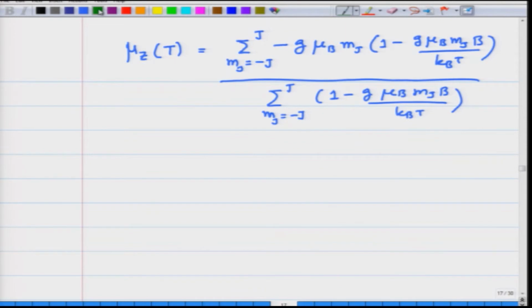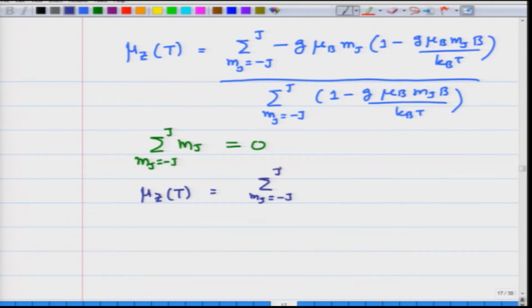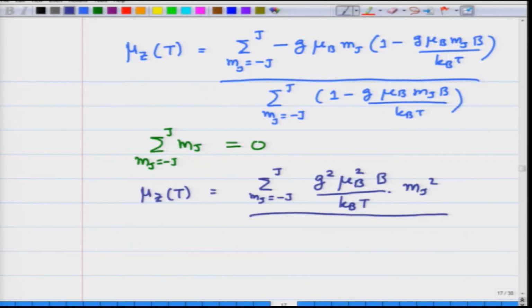Let us look at the first term in the numerator. The summation over mj equals minus J to J of mj is equal to 0, because there are equal numbers of negative and positive terms, and therefore, I can write mu z of T equals the summation over mj equals minus J to J of g square mu B square B over kBT times mj square, divided by the second term in the denominator, which will be 2J plus 1.